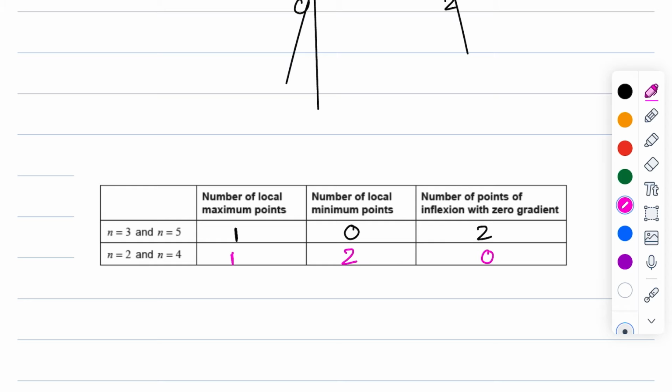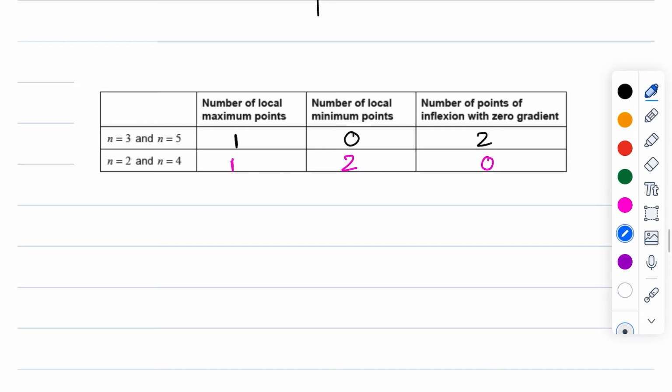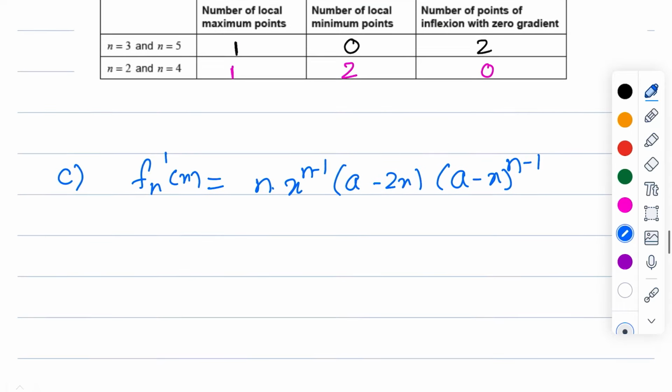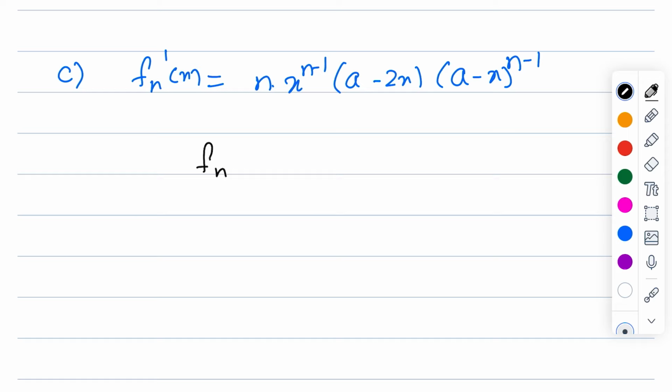Now part C: show that the first derivative of f_n is n times x to the power n minus 1, times (a minus 2x), times (a minus x) to the power of n minus 1. That is what is asked in part C. So first of all, I should write out what f_n(x) is. Given f_n(x) equals x to the power n times (a minus x) to the power of n.